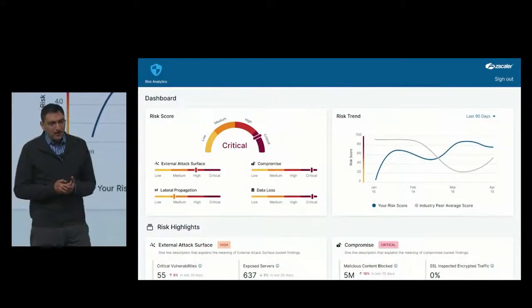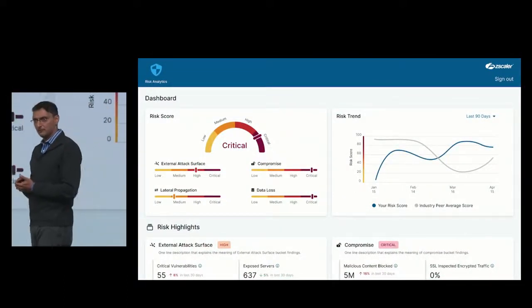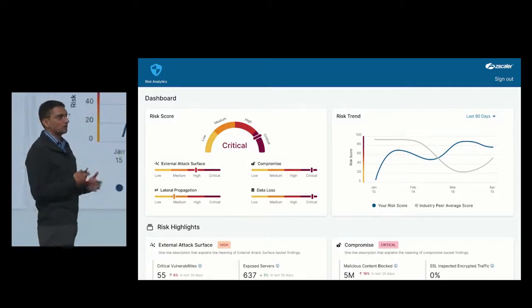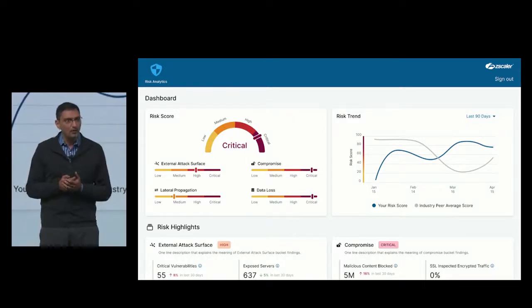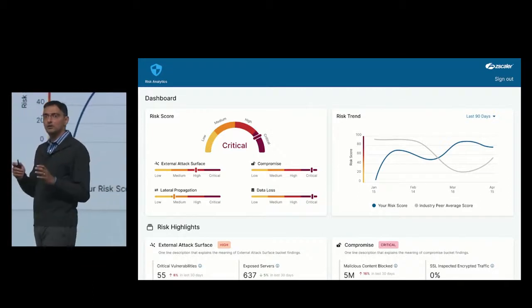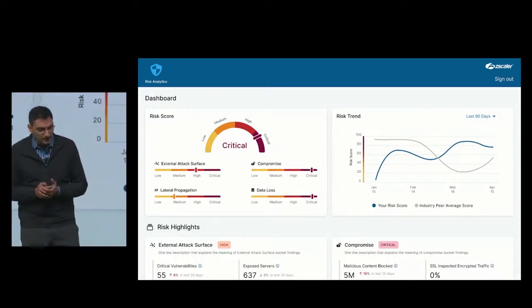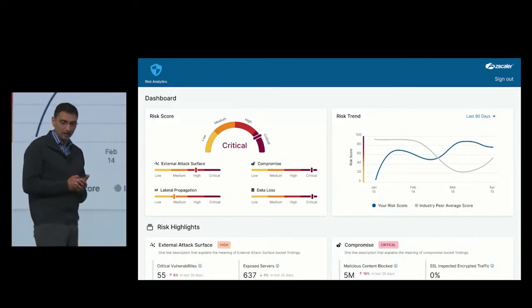Now, to give you a holistic view of risk within your organization across all of those 4 areas, we are now shortly going to start previewing this risk report that looks at your logs and gives you an overall view of risk in all of these 4 areas. Your external attack surface, your risk of compromise, your risk of lateral propagation, and data loss.